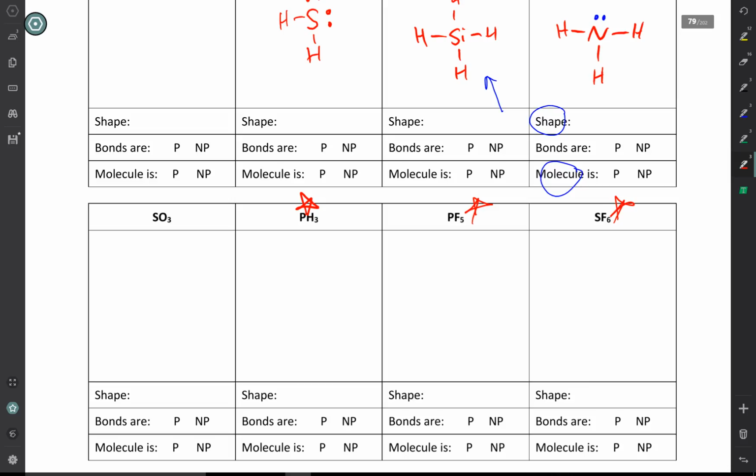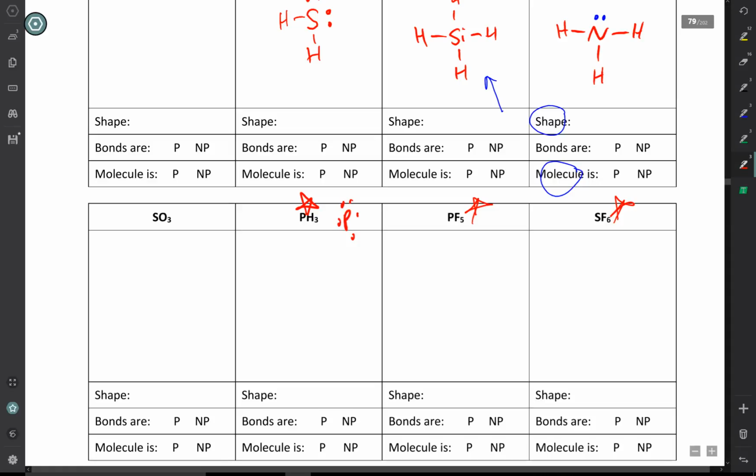I've starred the 3 problems that I would like you to try. So you've got PH3, PF5, and SF6. Let's just do PH3 first. We'll do that together. Phosphorus has 5 valence electrons. Hydrogen has 1. That's a total of 8 electrons. Phosphorus will be at the center. I know it's going to form 3 bonds to each of the hydrogens. So actually very similar to the problem that we did before with NH3.